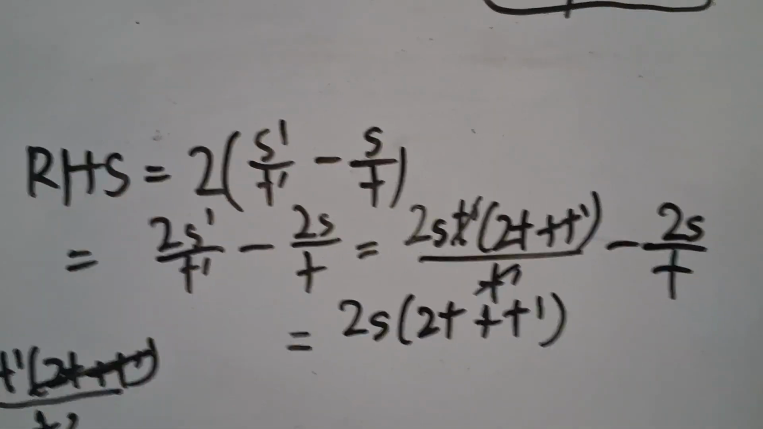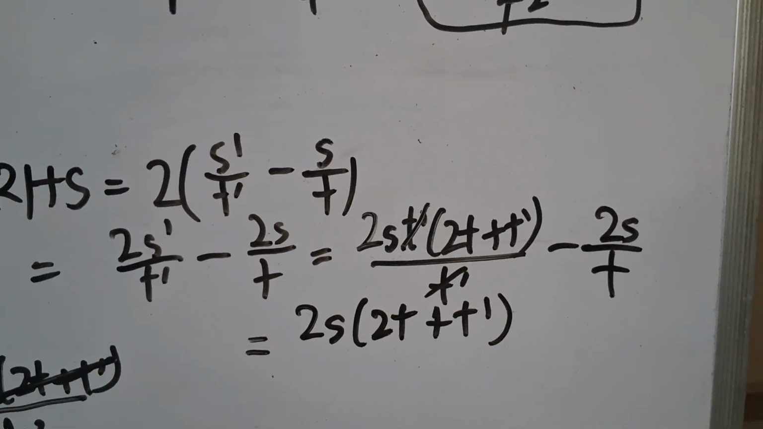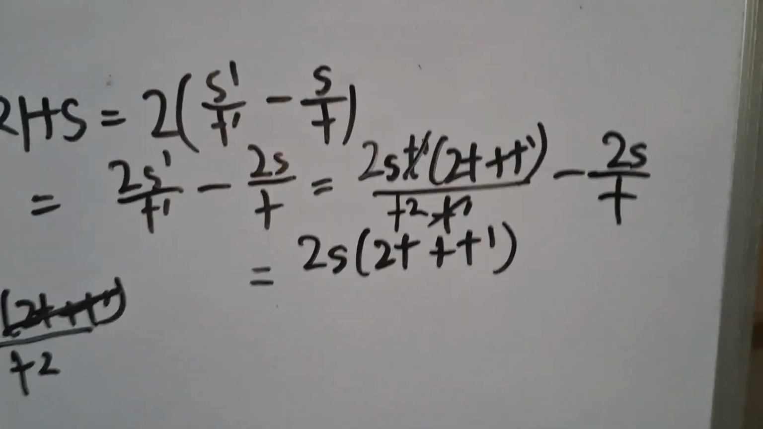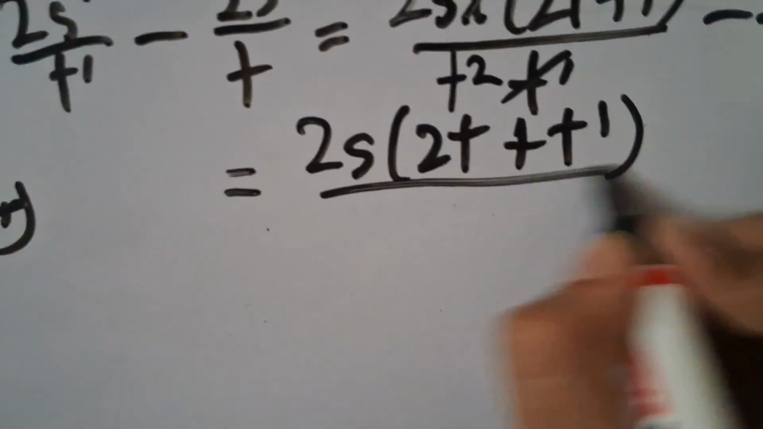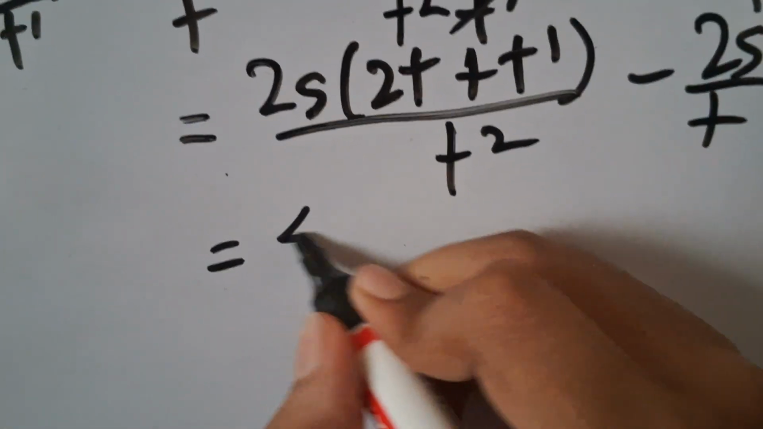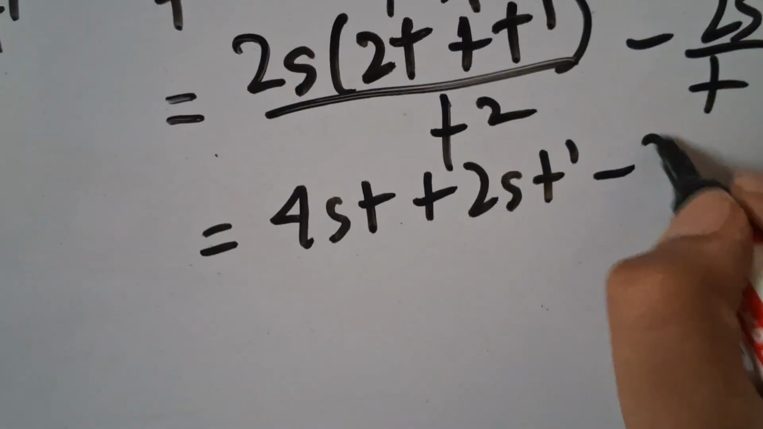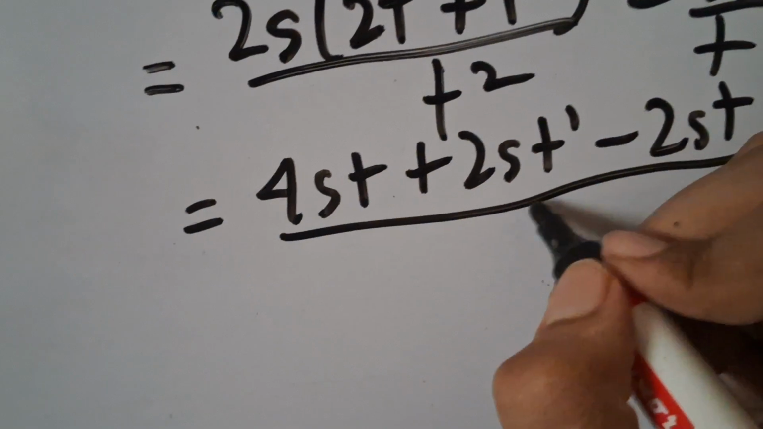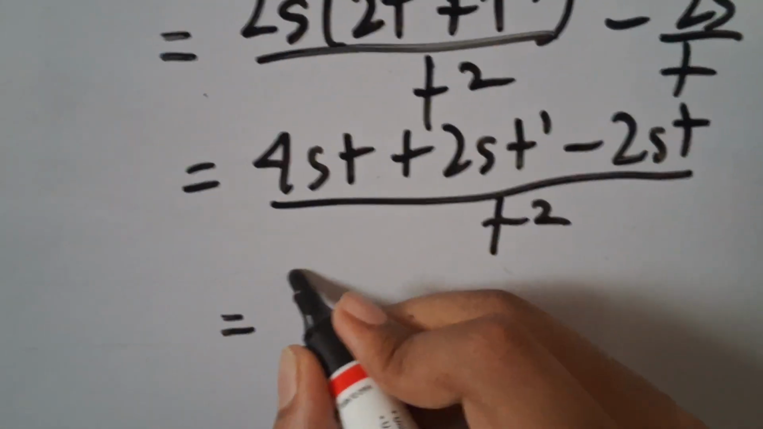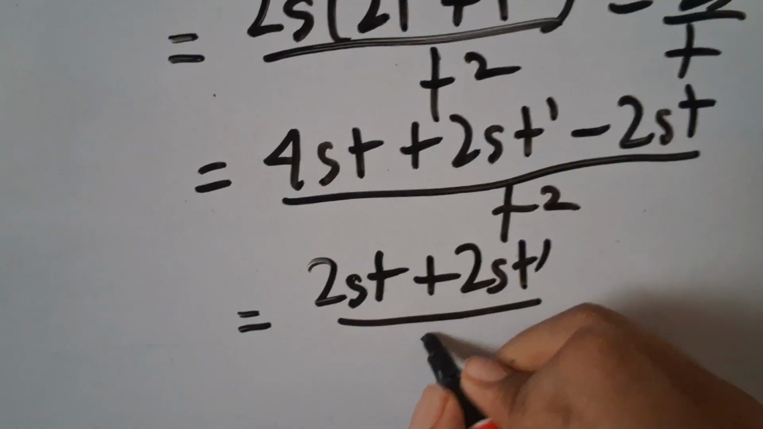Wait. Oh, we have a t square, right? So guys, take a look at what we did. By t square minus 2s by t. This is 4st plus 2st dash minus 2st by t square. So we got 4 minus 2, 2. 2st plus 2st dash by t square.